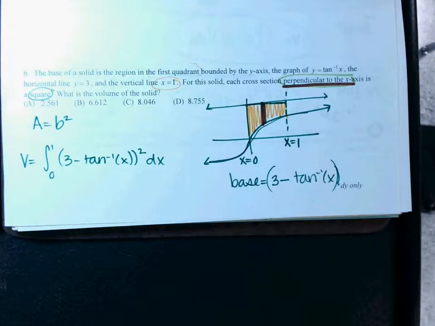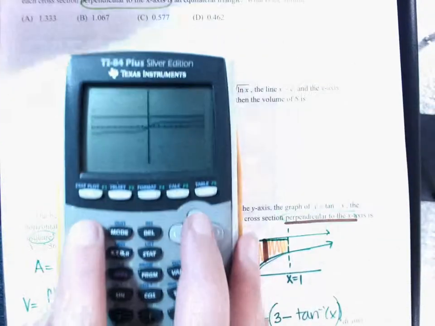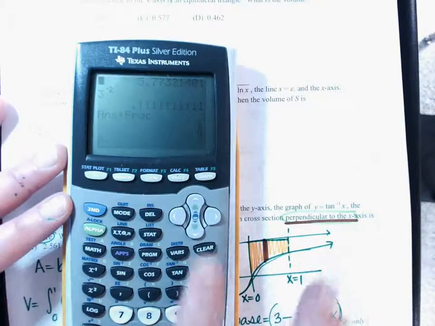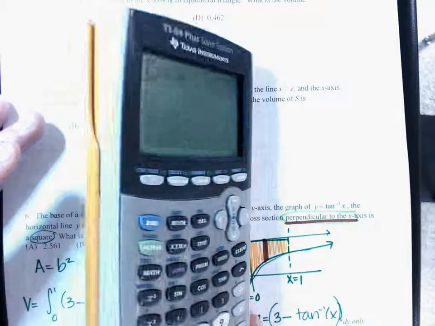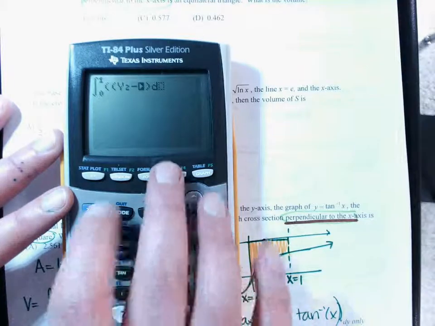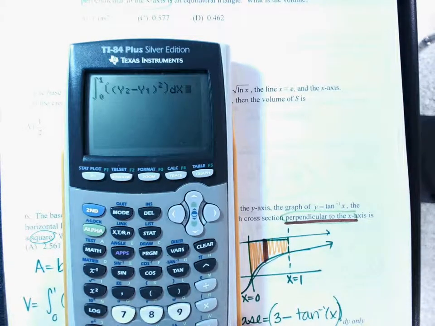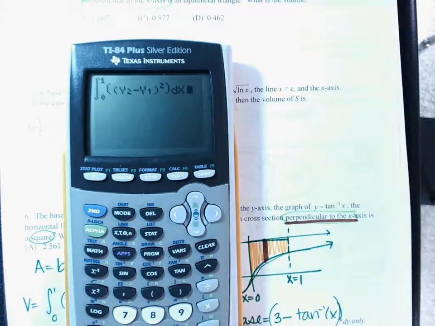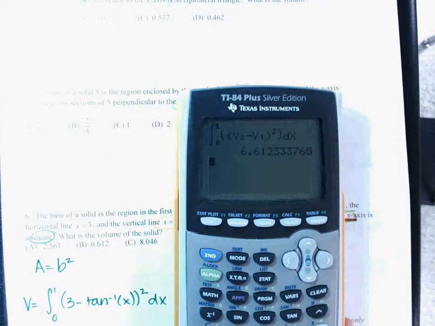Okay? Now, as far as putting this into the calculator, okay, you're going to hit Math 9. So I'm going to get out of this mode and just go into my normal mode. Second quit. Go into Math 9. And then I'll go from 0 to 1 are my endpoints. And then in here, I'm going to do parentheses, y2 minus y1 squared dx. Now, obviously you could go through and write in 3 as your y2, inverse tan x as your y1, but especially if the equations are a little bit longer, then it's easy to use those shortcuts. So I got 6.612, which is the same as answer choice B.